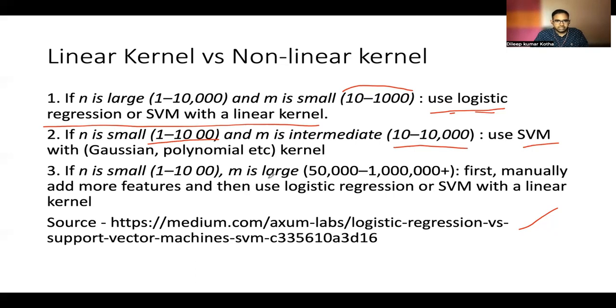And if n is small and m is very large, say 50,000 to 1 lakh plus training samples, but you have only 1000 features per training sample, in that case you can either go with neural networks, or if you want to use SVM or logistic regression, then we need to manually add more features and then use logistic regression or SVM with a linear kernel. This manual addition of features for a large training set is one of the reasons why neural networks are preferred over SVM for training on large data sets.